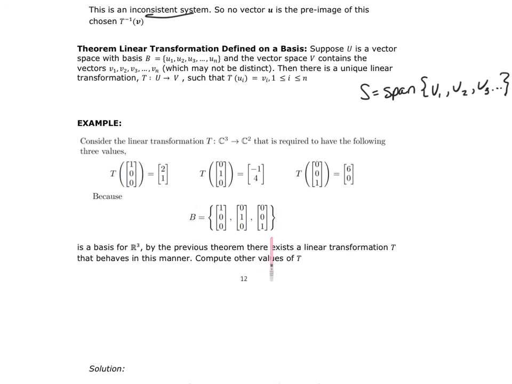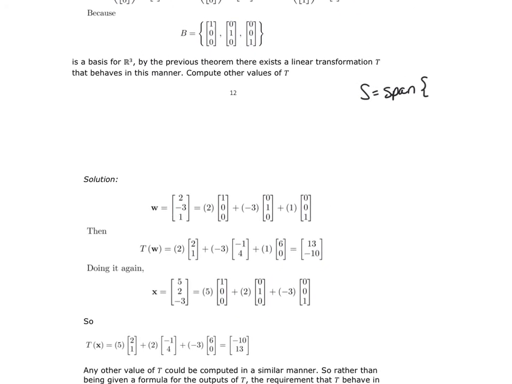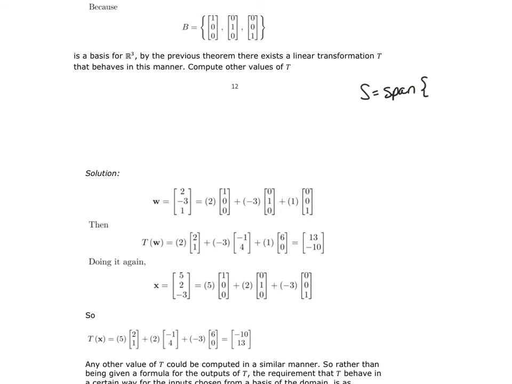So of course, here's my basis in R3. We know there must be a linear transformation that is going to take these into R2 or C2. So let me erase this.